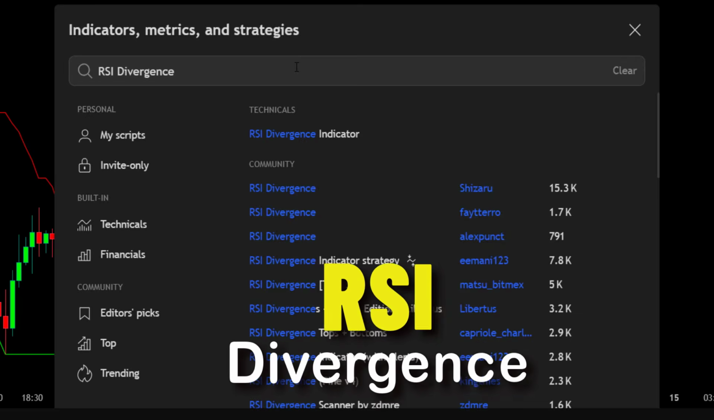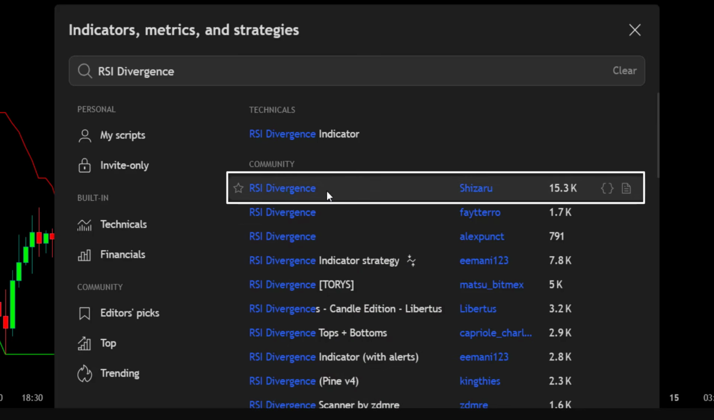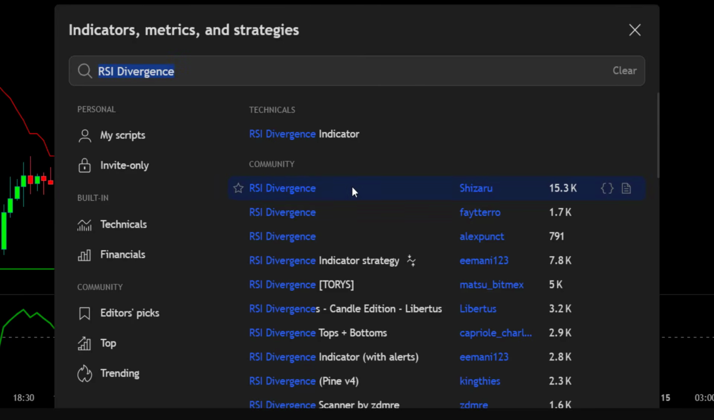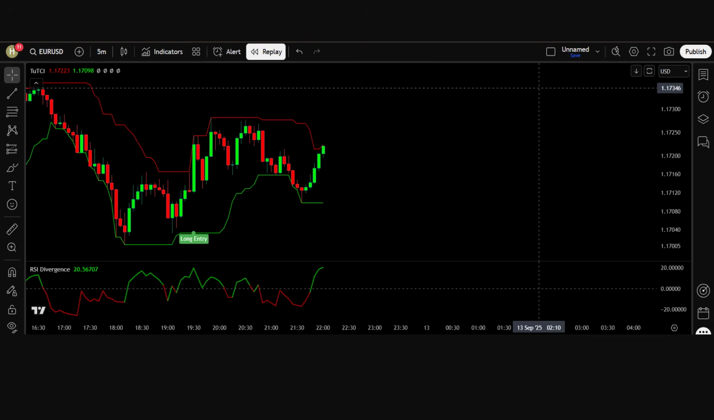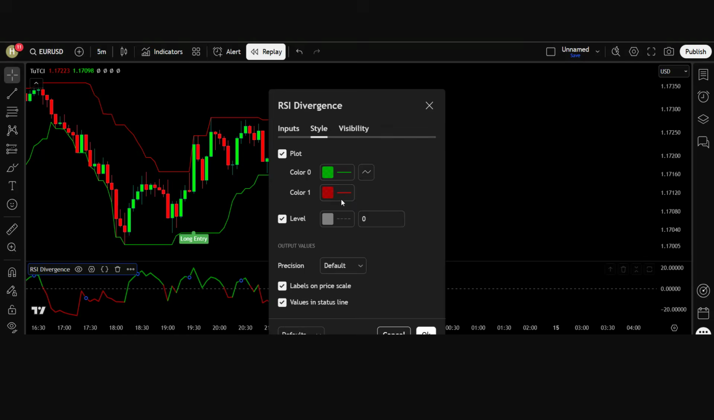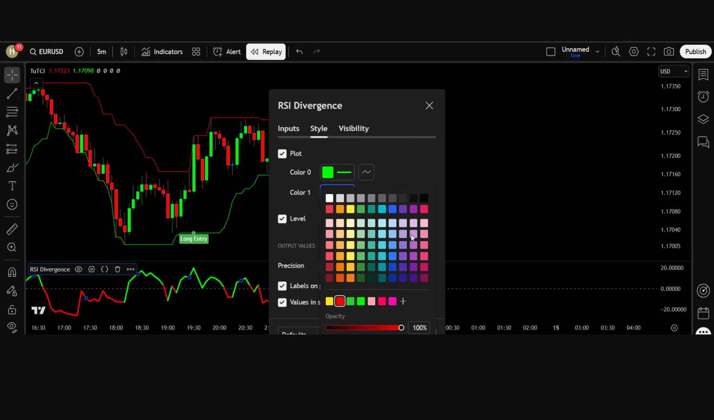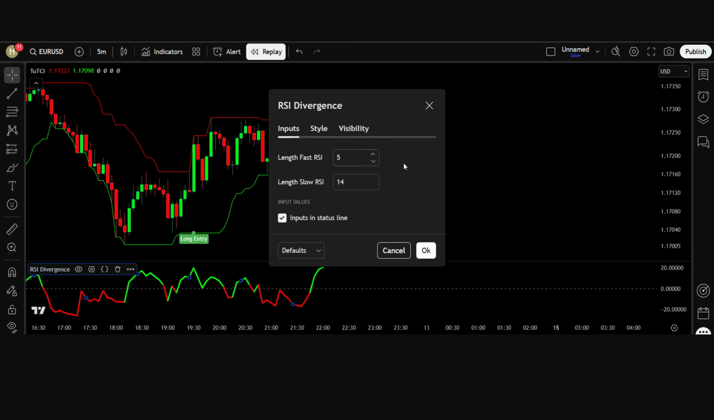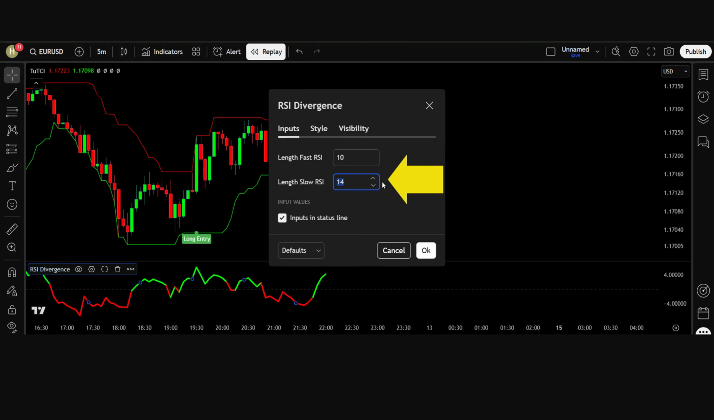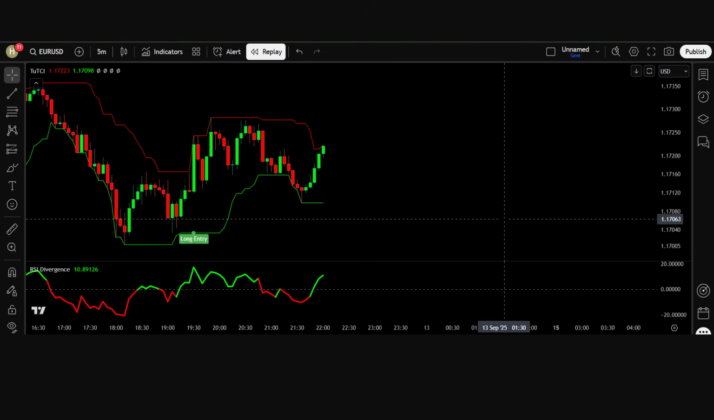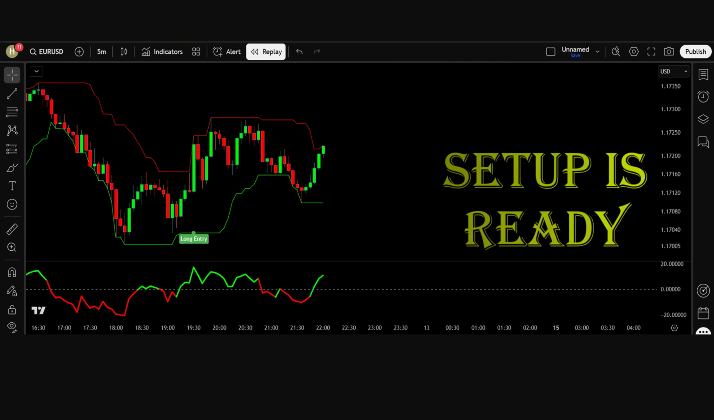Search for RSI divergence. Add it to your chart. Adjust the settings. Go to the Inputs tab. Set length fast RSI 10 to 5. Length fast RSI 50 to 14. Click OK. Now setup is ready.